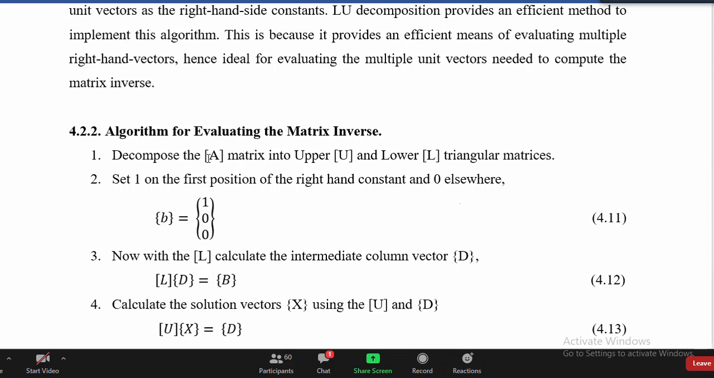We just go straight to the algorithm. So we decompose the A matrix into upper and lower triangular matrices. You have the A matrix, you decompose. That is the matrix you want to find.